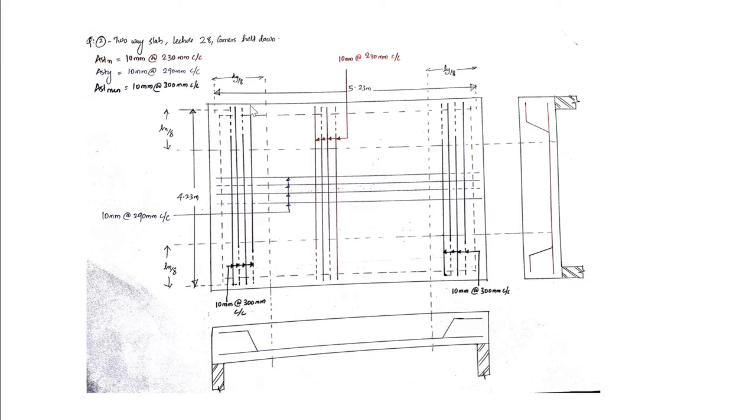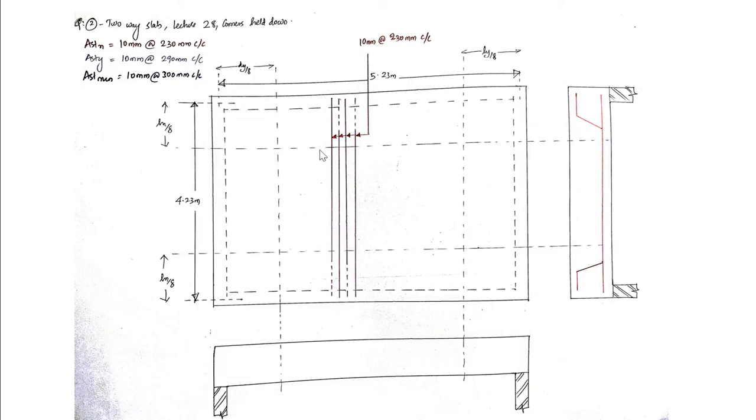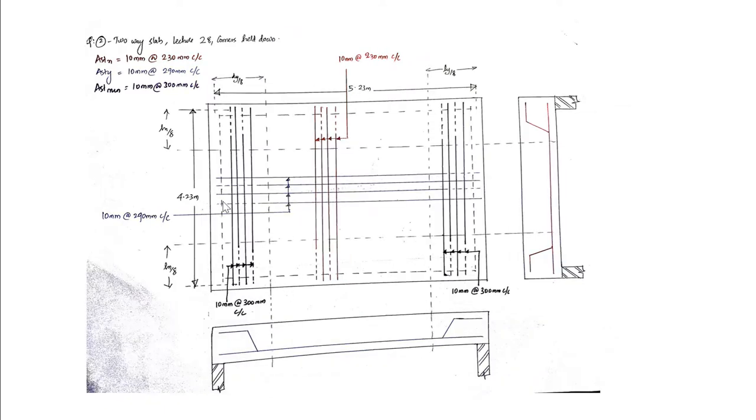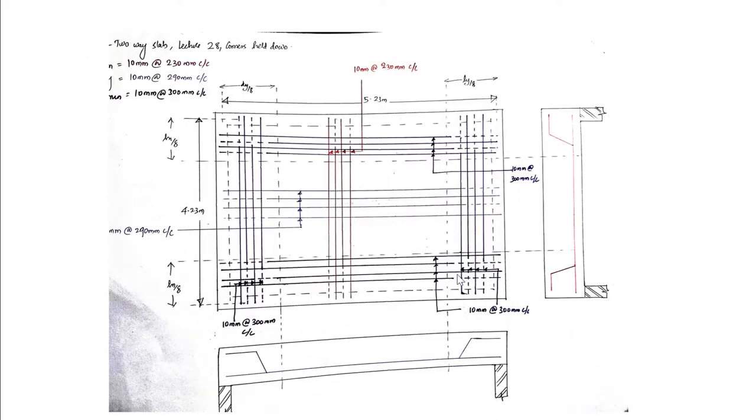Now these two we have placed in the middle strip, that is, the design reinforcement is placed in the middle strip. Now in the edge strip we will provide the AST minimum, that is 10 mm at 300 mm center to center, in the edge strip along this direction, and in the other direction also we will provide 10 mm at 300 mm center to center. You can see here, we have provided 10 mm at 300 mm center to center in the other edge strip direction also.